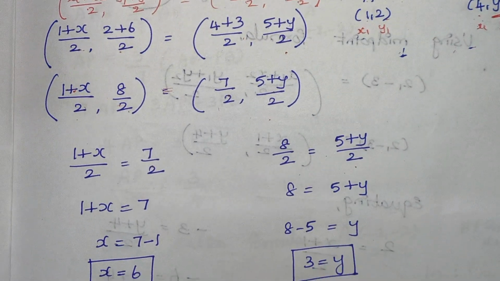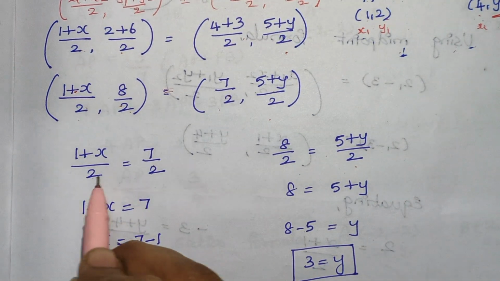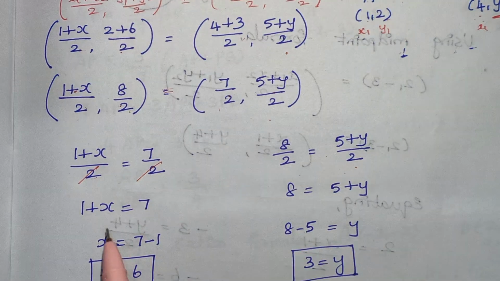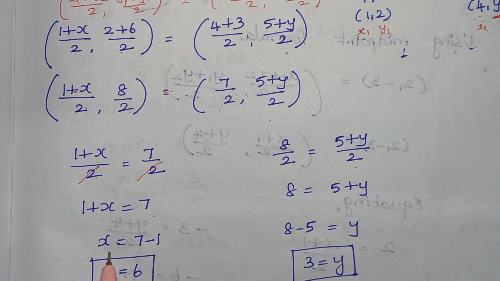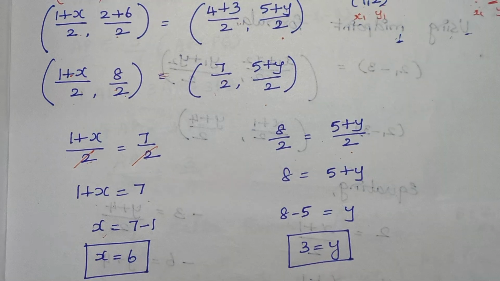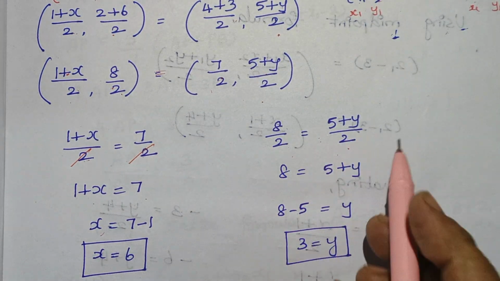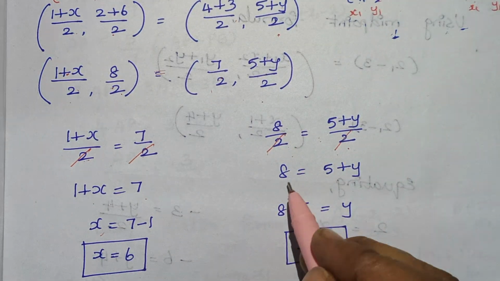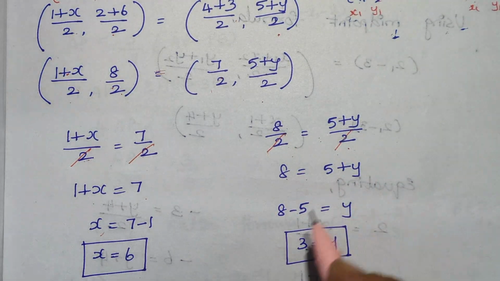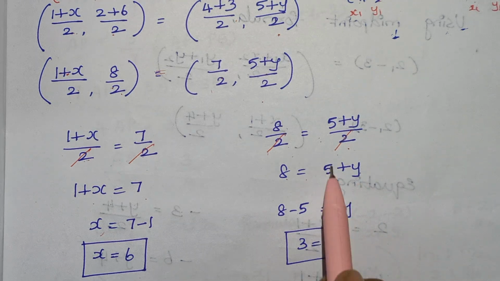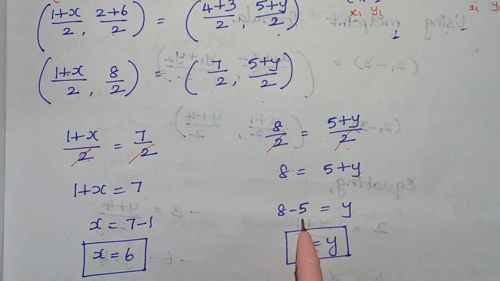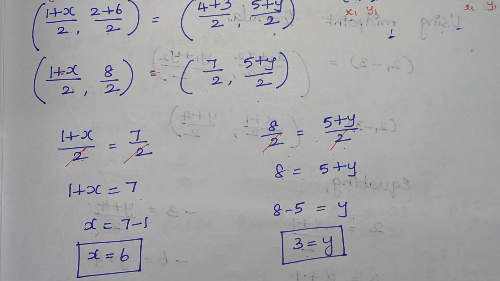So once you simplify, you see 2 is in the denominator on both sides, so I can cancel it. So 1 plus x is equal to 7, therefore x is equal to 7 minus 1 which is equal to 6. And here again 8 by 2 is equal to 5 plus y by 2, so I am cancelling 2. So 8 is equal to 5 plus y, therefore what about y? I am moving this 5 to the left hand side. So 8 minus 5 is equal to y, therefore the value of y is equal to 3. Right. So finally we have calculated the values of x and y.